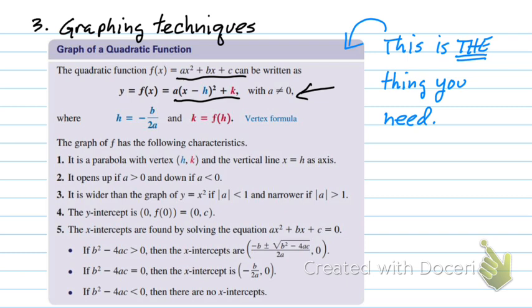Let's see how you get H. So we're looking at this right here. How do you get H? Well, you take the A and the B from your original form. You just make a fraction out of it, B over 2A, and stick a minus sign out in front. That's how you get H.